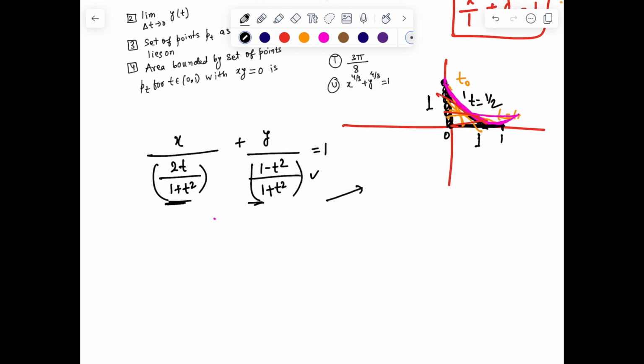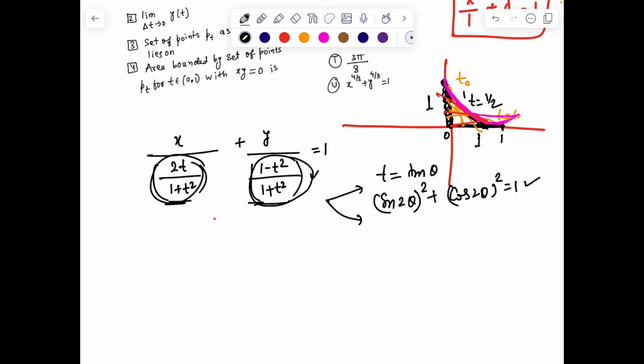So from here there are many ways to look at it: the square of this quantity, the summation is definitely 1. One way of looking is to put t equals tan theta, and that converts this into sine 2 theta. The other expression becomes cos 2 theta, and clearly the sum of whole squares is 1. It means the sum of the squares is 1.